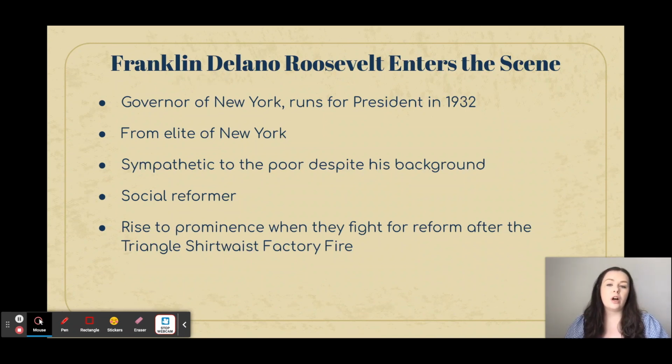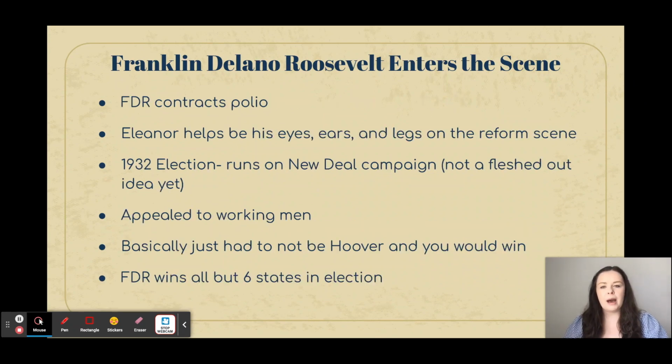He was governor of New York. Despite being from this very wealthy background, he was sympathetic to poor people and is seen as a social reformer. He fought for reform after the Triangle Shirtwaist Factory fire, if you're familiar with that, which helped with worker safety rights after a fire in a factory. So that's a bit of background on him.